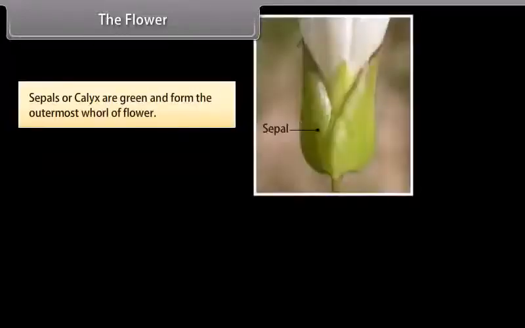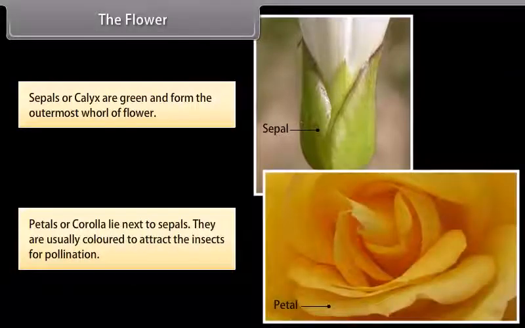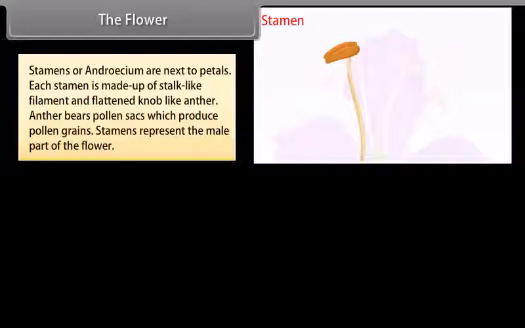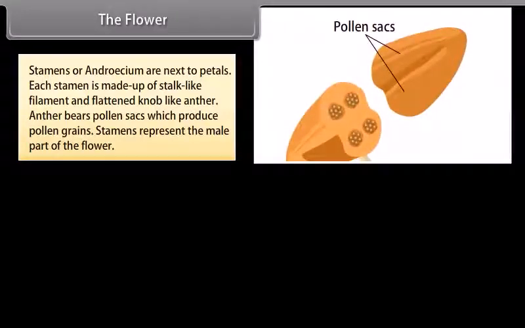Sepals or calyx are green and form the outermost whorl of the flower. Petals or corolla lie next to sepals. They are usually colored to attract the insects for pollination. Stamens or androecium are next to petals. Each stamen is made up of a stalk-like filament and a flattened knob-like anther. The anther bears pollen sacs which produce pollen grains. Stamens represent the male part of the flower.